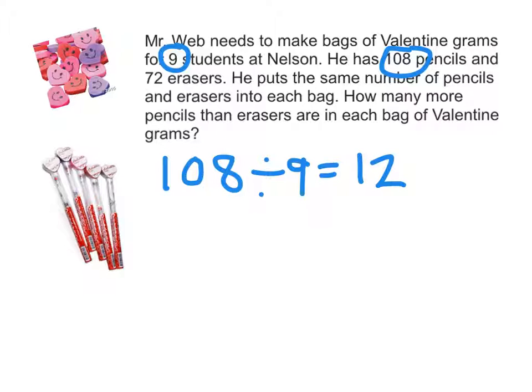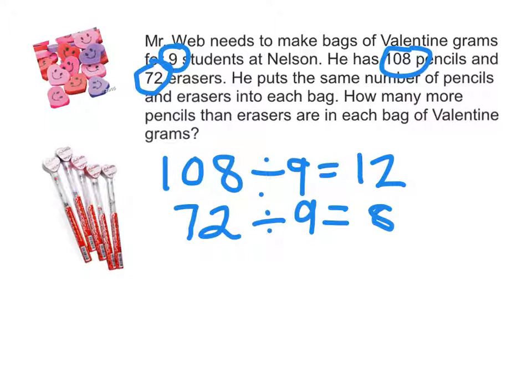So that gives me the number of pencils that are needed here, but I still am wondering how many erasers each student will get if he divides them up between 9 students. So I'm going to take my total amount of erasers, which is 72, and divide that by, again, the 9 students. And I know 9 times what is 72? That will make 8. 9 times 8.